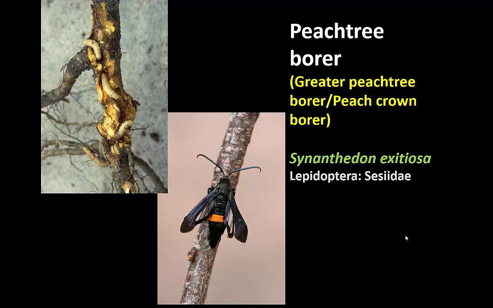It attacks the base of the plant, and a common name that is often used is the peach crown borer, because again the area of attack is going to be right at the upper level of the roots, kind of at the soil line and just beneath it.